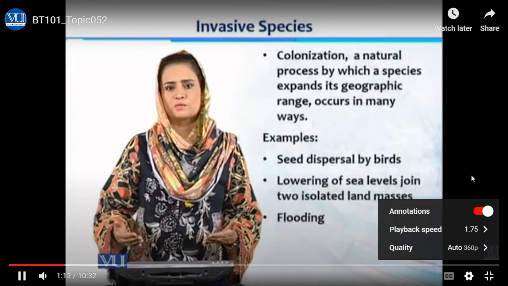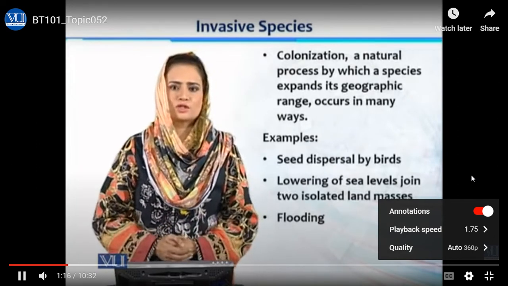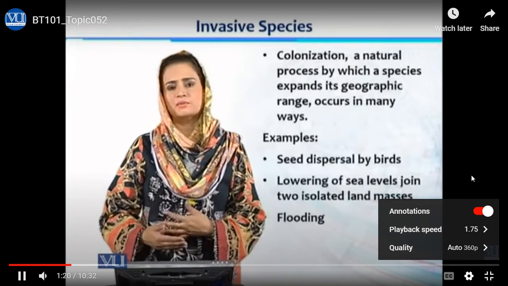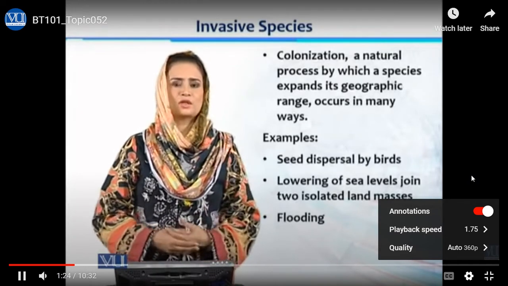And there are other pressures too, because if the population is increasing at one point, the resources at that point are not enough to sustain them. So resultantly animals, they have to migrate from one point to the other point. So this is called the process of colonization.